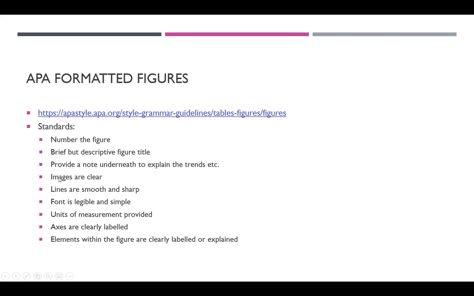But for both editions, the images should be clear. If you're using lines, they should again be smooth and sharp. There shouldn't be any issues trying to figure out what's going on. You shouldn't really have a background colour unless there's a particular reason. The font should be easy to read. Your axes of the graph should be clearly labelled, and the units of measurement they're based on should be clearly provided. And any elements, such as figure keys, within the figure itself should be clearly labelled and explained.